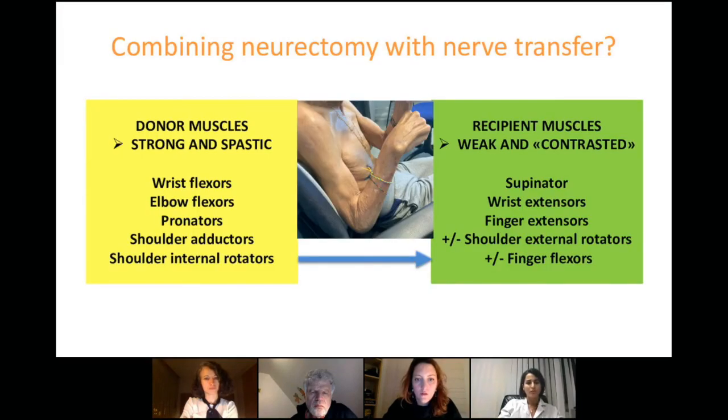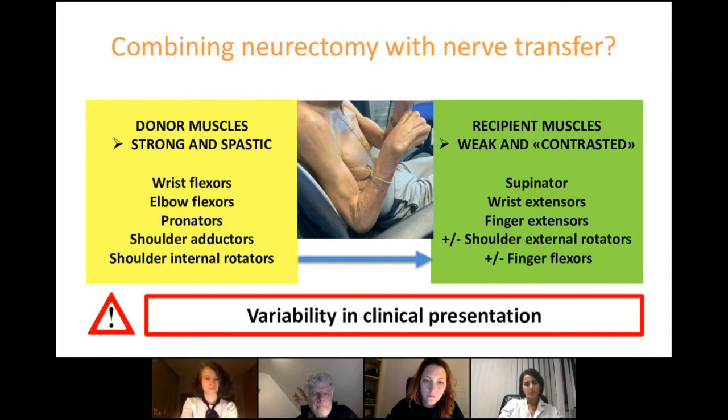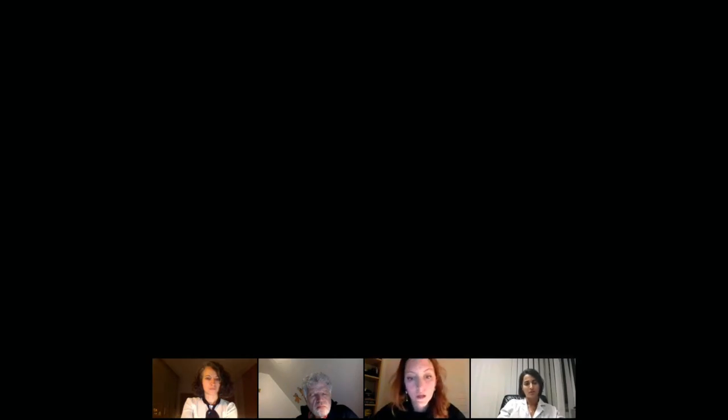So usually the patients present like this. That's a classical patient with a spastic upper limb. The donor muscles would be the strong and spastic muscles that are listed here. You see it's the wrist flexors, elbow flexors, pronators, shoulder adductors, and internal rotators. And the recipient muscles are listed here. They are the weak and contracted muscles that we are aiming at. But be careful, because there is a lot of variability in these presentations, and you have to do a very thorough exam before indicating a nerve transfer or neurectomy.